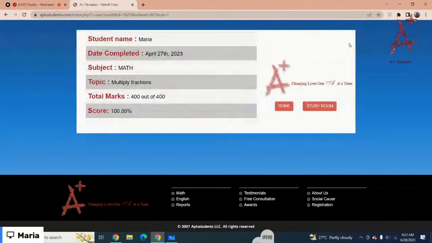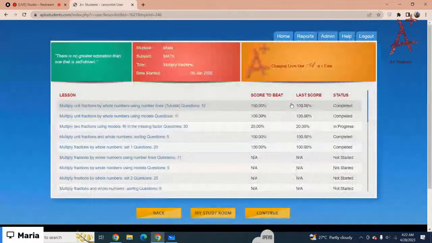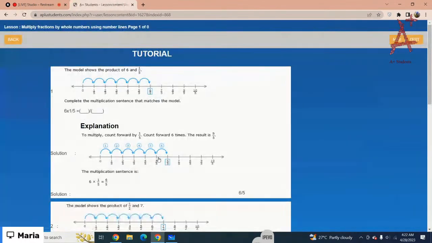Okay, we are done with the lesson. Let's just move on to the next lesson. And the next lesson is multiply fractions by whole numbers using number lines. So let's just start with the next lesson.